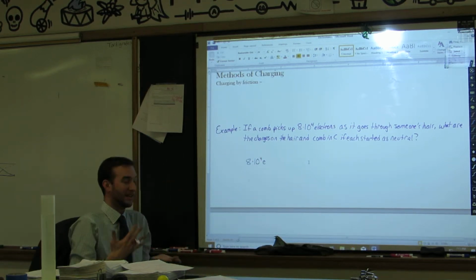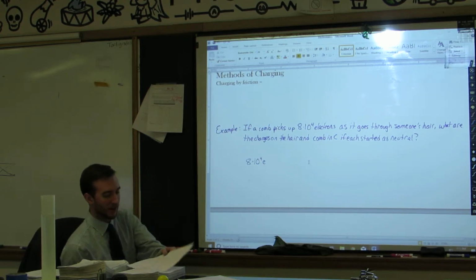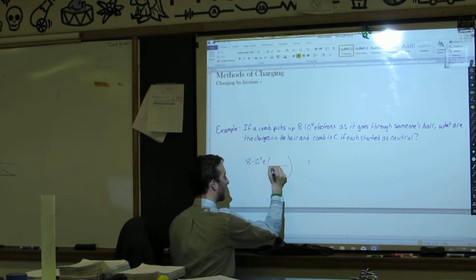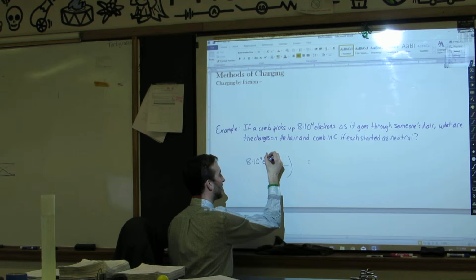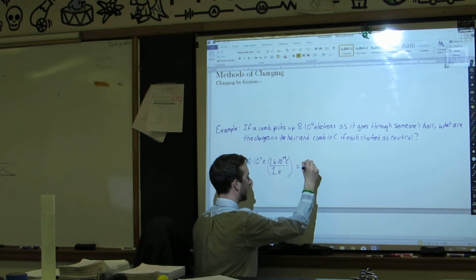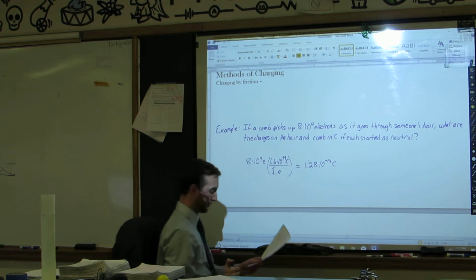An electron is a negative elementary charge. A proton would be a positive elementary charge. So we have 8 times 10 to the 4th elementary charges. We know from above that one elementary charge is equal to 1.6 times 10 to the negative 19th coulombs. We multiply these two numbers together, we should get 1.28 times 10 to the negative 14 coulombs.